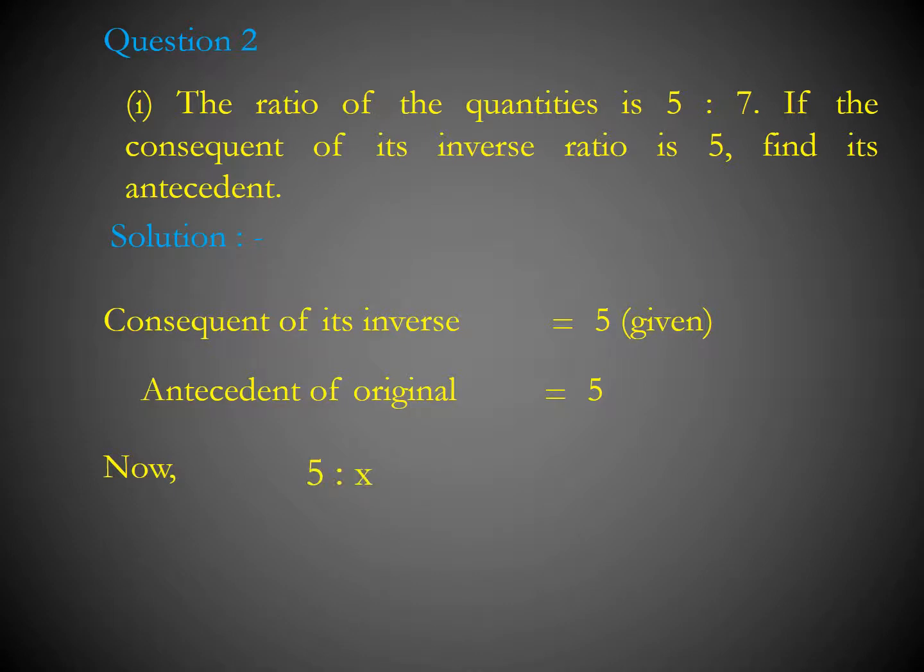Now let the number be x. So 5:x is equal to 5:7. It means x is equal to 7.